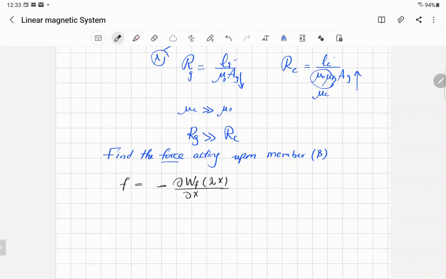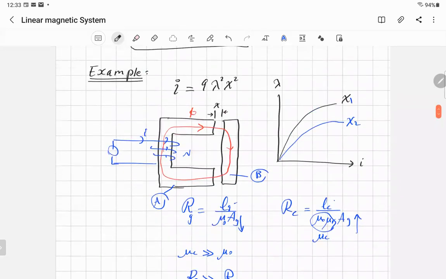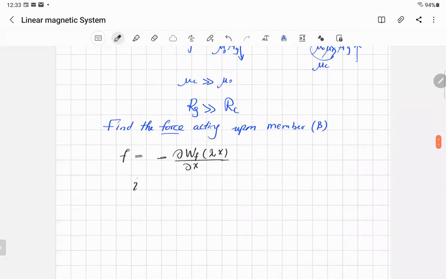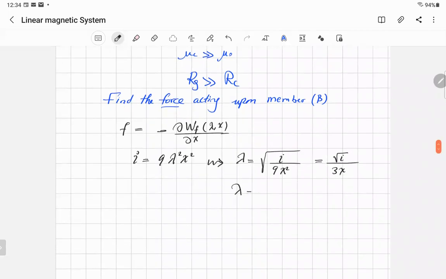All right. So first, I have to find lambda. I was given in this example I equal 9 lambda squared x squared. That's when they did the experiment, they found that's the relation. So I have to find lambda. Lambda will be equal to the square root of I divided by 9x squared. So it will be equal to the square root of I divided by 3x. So you can say lambda is equal to 1 over 3x times I to the power half. That's lambda.